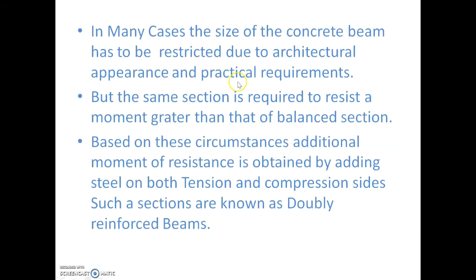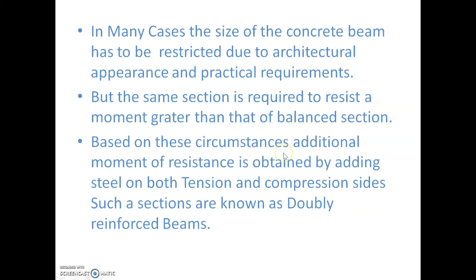But in many cases, the size of the concrete beam has to be restricted due to architectural appearance and practical requirements. For example, if we design the section as singly reinforced for a maximum moment, the section will be larger in size. So to reduce the size of the beam, we go for a doubly reinforced beam, where the same section is required to resist a moment greater than the balanced section.